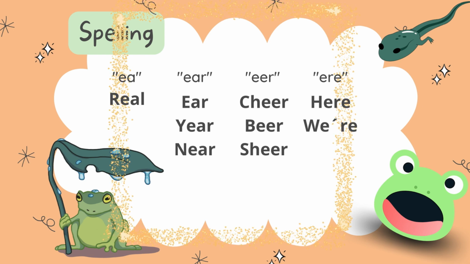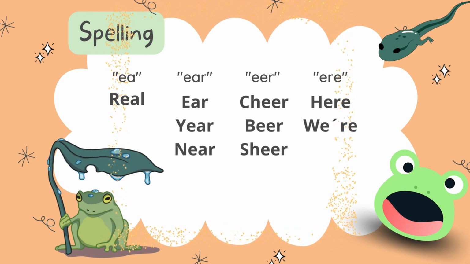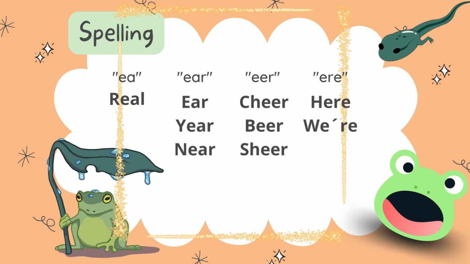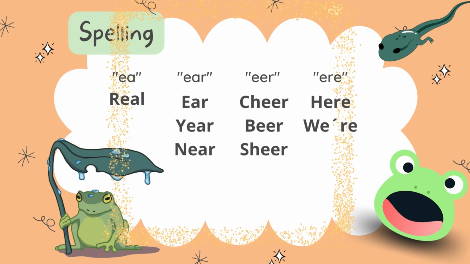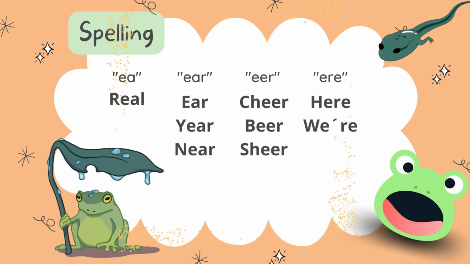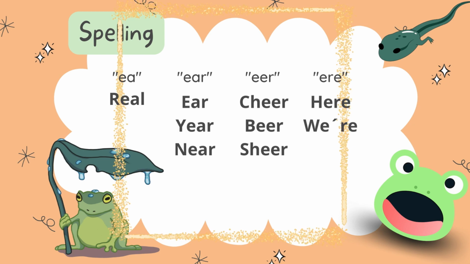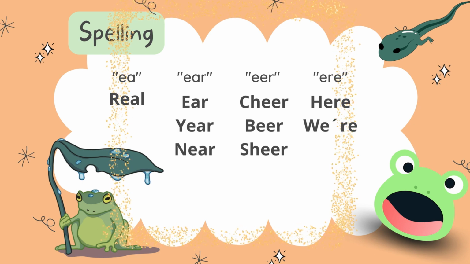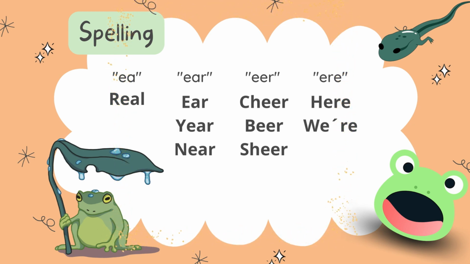Now, this diphthong in particular is very common in British pronunciation, but for American English, you omit the final schwa and include a soft rhotic ending. Listen, real, ear, year, near, cheer, beer, sheer, here, we're.